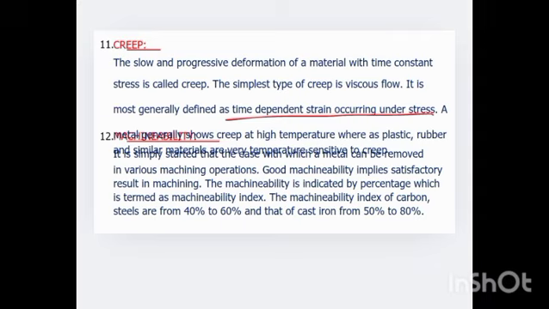Then machinability. Machinability is the ease with which a material can be machined. If a material can be cut easily with good surface finish and less tool wear, it has good machinability. Good machinability implies satisfactory result in machining. Machinability is indicated by a percentage termed the machinability index. The machinability index of carbon steel is 40 to 60 percent, and cast iron is from 50 to 80 percent.